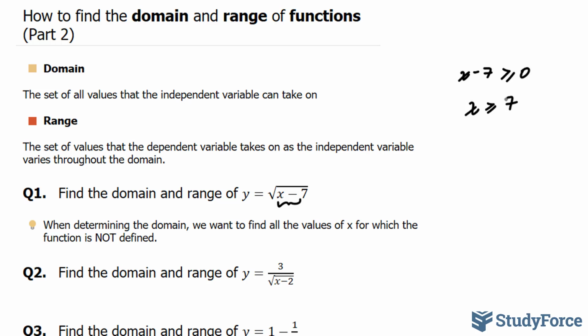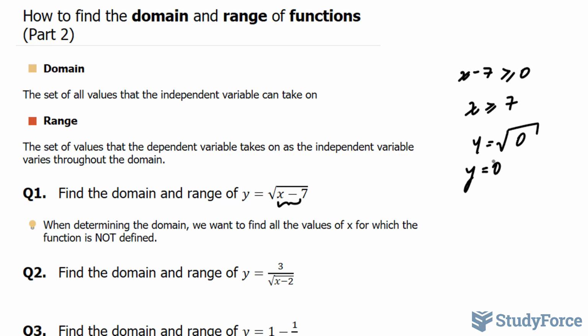This represents our domain. Now what's our range? The range represents all the possible y values. So to find out what possible y values will result for x's that are 7 or greater, let's substitute 7 into our equation. y is equal to the square root of 7 minus 7, that's 0. We end up with y is equal to 0.